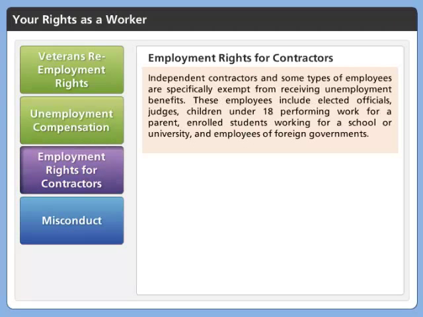Employment rights for contractors. Independent contractors and some types of employees are specifically exempt from receiving unemployment benefits. These employees include elected officials, judges, children under 18 performing work for a parent, enrolled students working for a school or university, and employees of foreign governments.